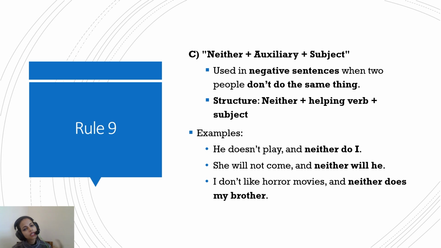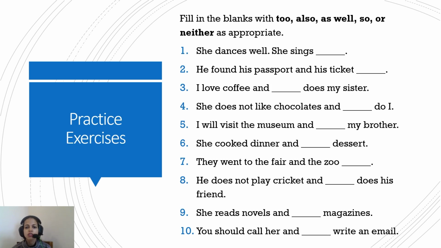Similarly, it's very similar with neither. Neither plus auxiliary plus subject. If you're using it in negative sentences, then you can use neither plus helping verb plus subject. He doesn't play, neither do I. She will not come, neither will he. It's not like she will not come, he will not come. It doesn't sound very good. She will not come, neither will he. I don't like horror movies, neither does my brother. Okay. Now let's quickly do this exercise.